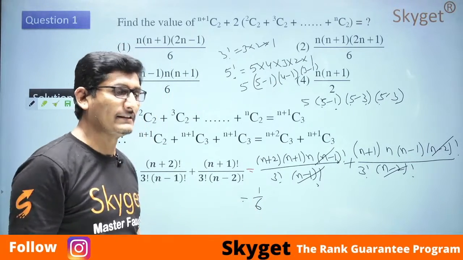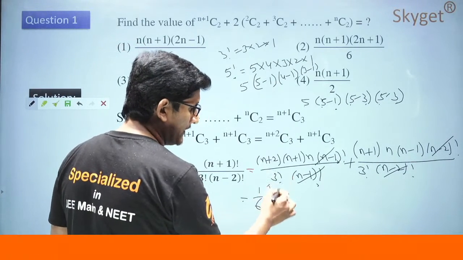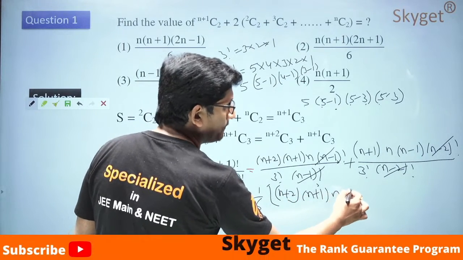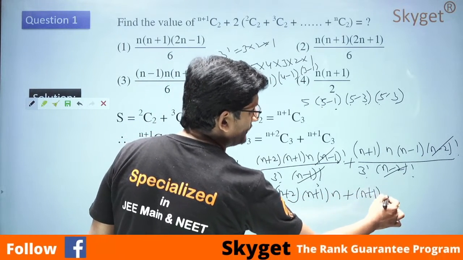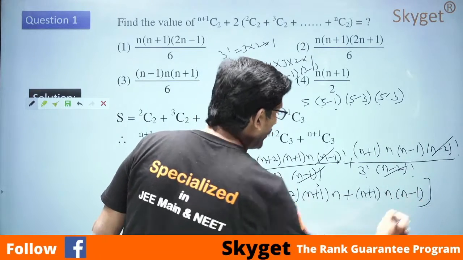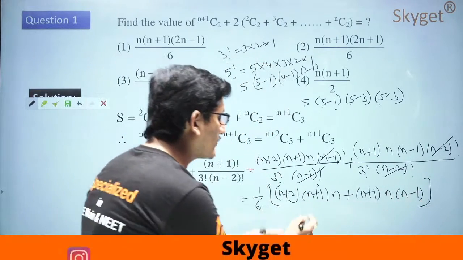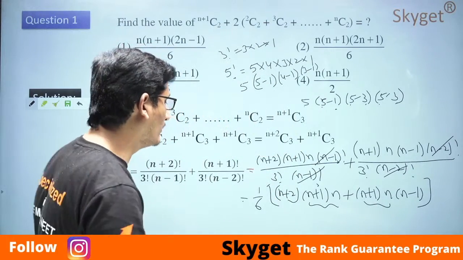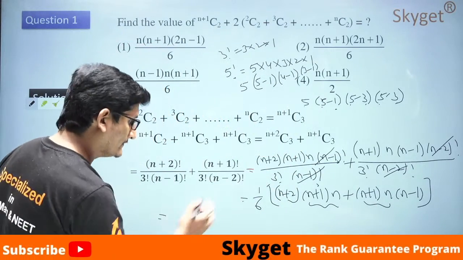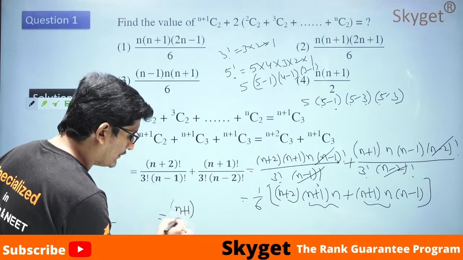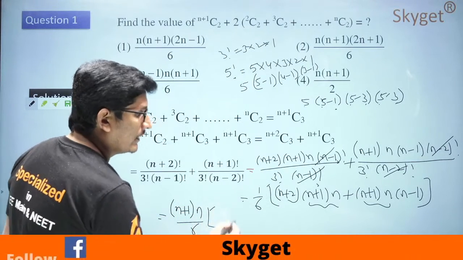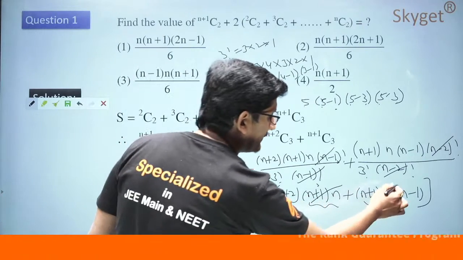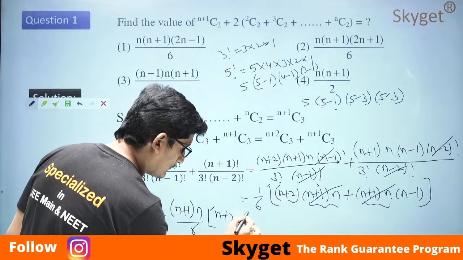6. So 1 by 6 into, now numerator value n plus 2 into n plus 1 into n plus n plus 1 into n minus 1. Okay, now tell me, students, what is the common value? n plus 1 into n is the common value, no? So take this value outside, n plus 1 into n by 6. Okay, remaining value what here? n plus 2, and plus n minus 1.